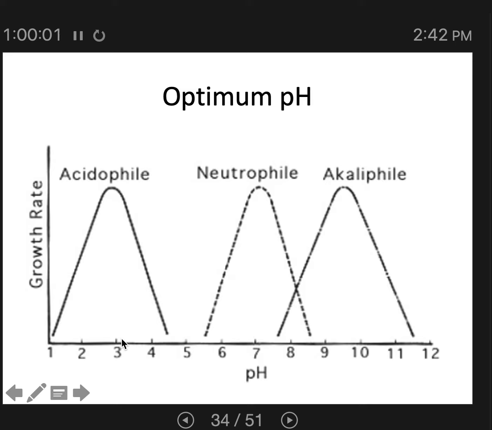Every single species of microbe is going to have its own unique curve that represents its optimum pH. The optimum pH is where the microbe grows the best, and its pH range is the possible pHs it can grow inside. Okay, so this is the range, this is the optimum. Same for temperature. There's a temperature range and a temperature optimum, and it's unique for every species of microbe.